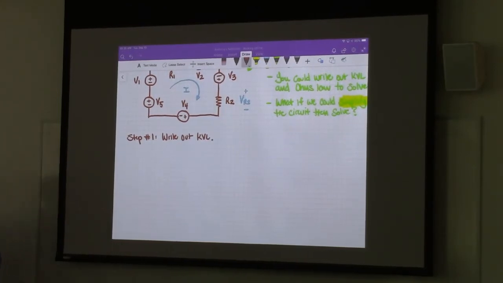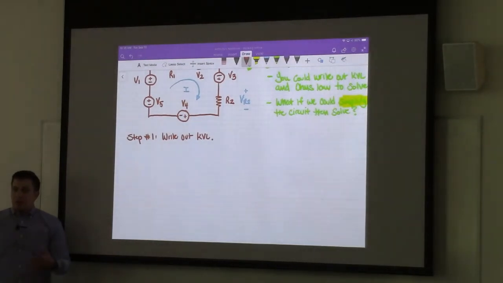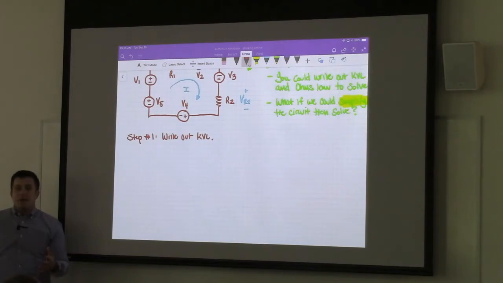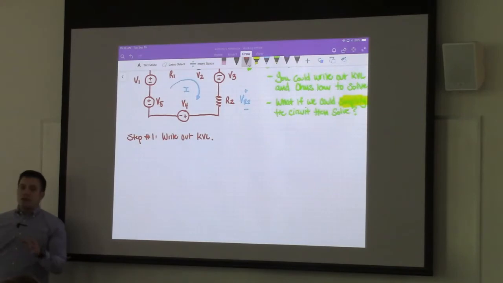Now I know this class is repetitive, and it's intentionally repetitive. This material, these writing KVLs, KCLs, over and over. Somebody save me, I can't take it anymore, right? But this stuff needs to become second nature, because once you get to electronics, once you get to later courses, the first 30 seconds of the problem is going to be doing this.